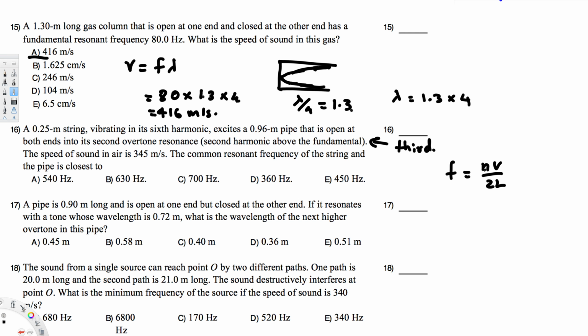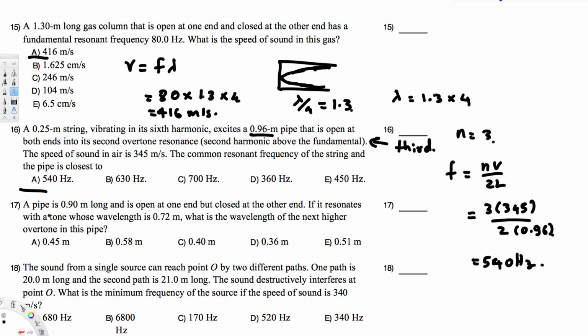Now n is going to be which harmonic this is? This is the third harmonic, so we are going to use 3 for the n value. n is going to be 3, and we know the length, that is 0.96. So all we have to do is simply plug in the values. Here we have the third harmonic, that is 3, and the velocity is provided, 345, divided by 2 times the length, that is 0.96. And if you calculate this one, you should get 540 Hz. Right, so the answer is going to be the first one.